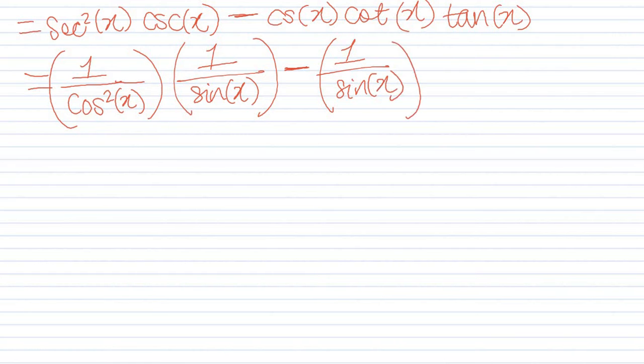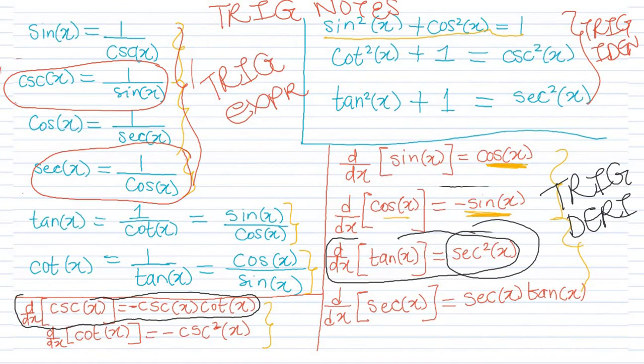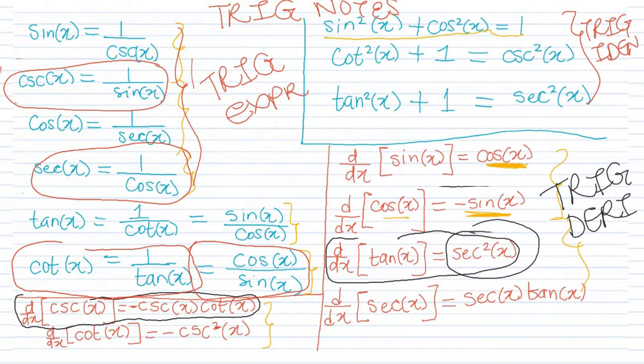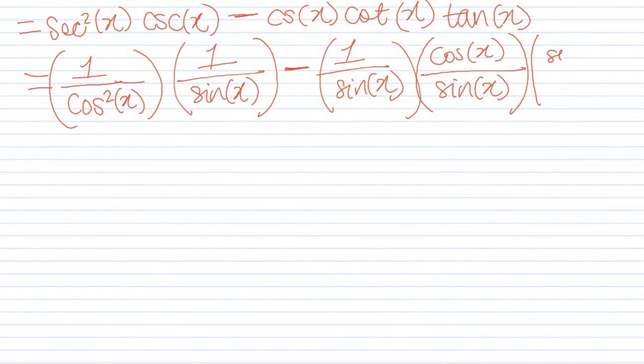Now, what is cotangent x in terms of sine or cosine or both? Well, cotangent x is the same thing as 1 over tan, but 1 over tan is the same thing as cosine over sine. So here we have multiplied by cosine of x over sine x. Interesting. Then we have tan x. What is tan x when we look at the trig notes page? Tan x is the same thing as 1 over cotangent x, which is also the same thing as sine x over cosine x. So we have sine x over cosine of x.